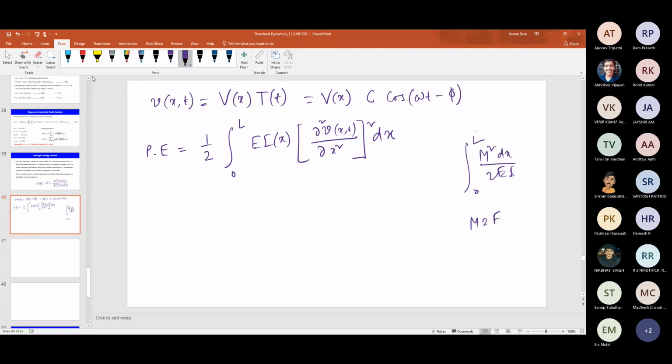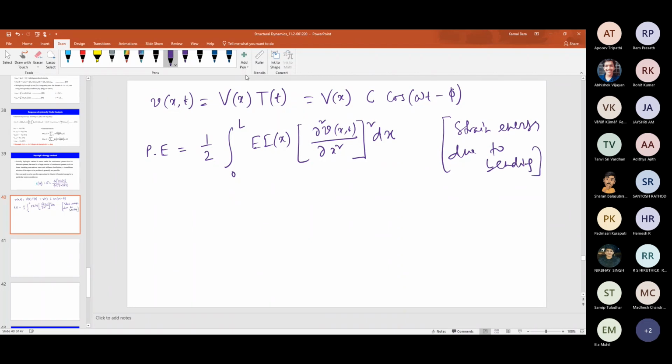Now M equals EI times the second derivative of v with respect to x, because of the time dependency. If I substitute there, one EI gets cancelled, half is outside, and the square and dx remain, correct? So this is the strain energy stored due to bending. We are ignoring the shear deformation, so we are not including the strain energy stored due to shear. You already know that for a slender, thin beam, the shear contribution to the potential energy is much less compared to bending. So bending is predominant, and this is your strain energy due to bending.